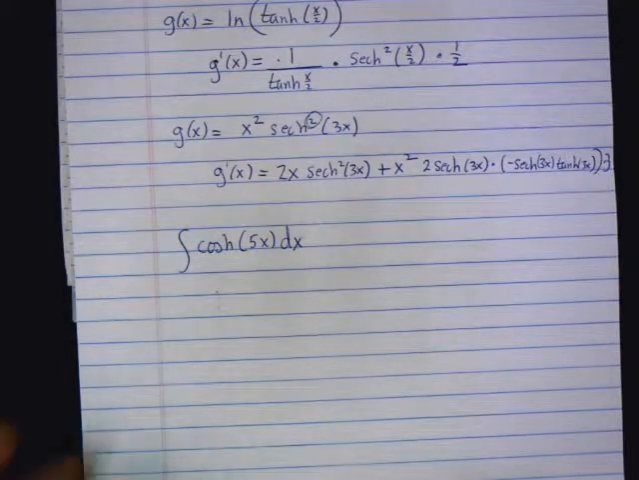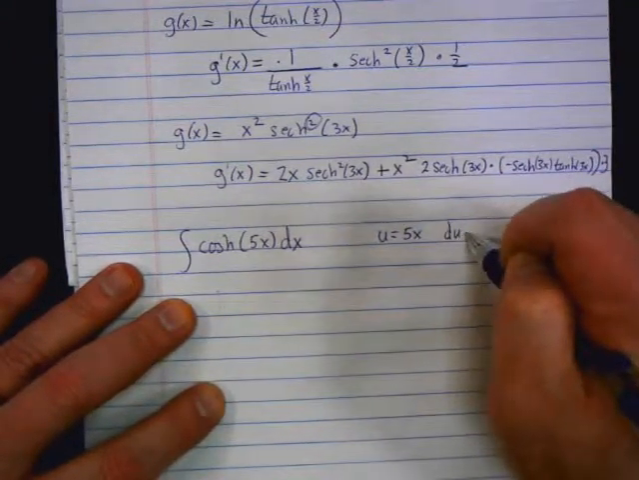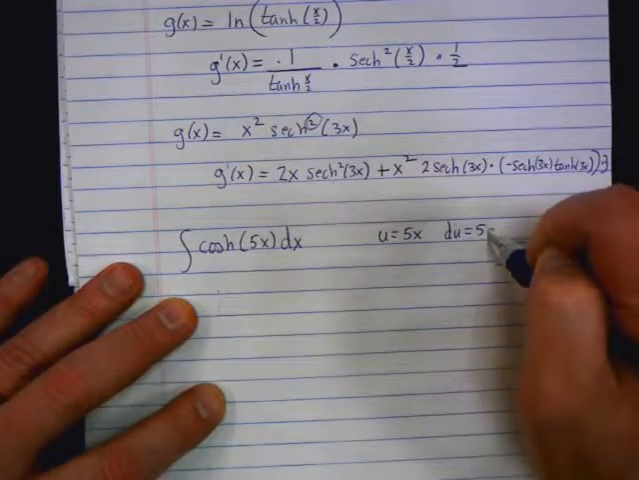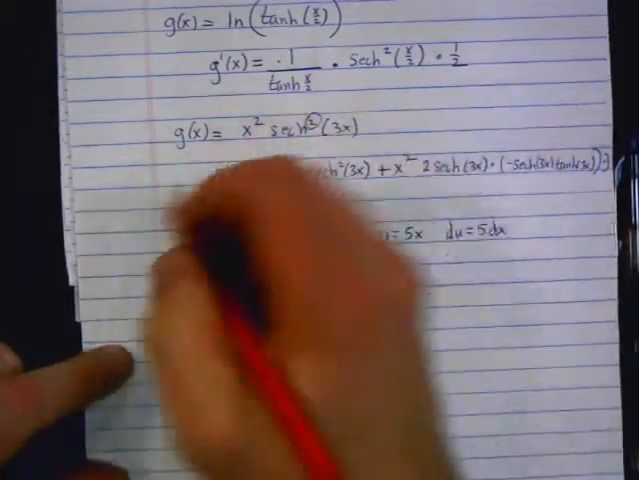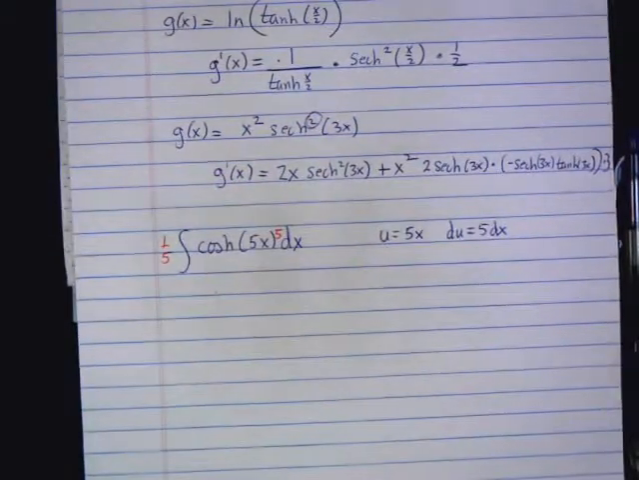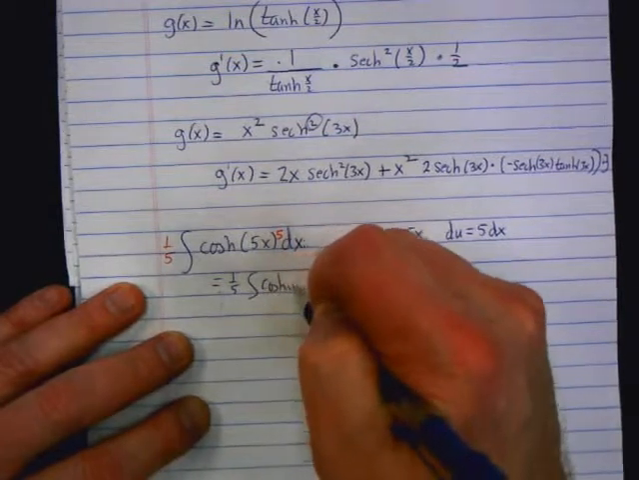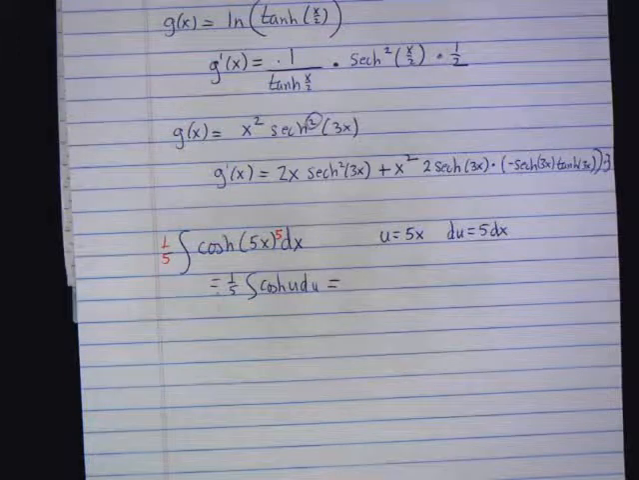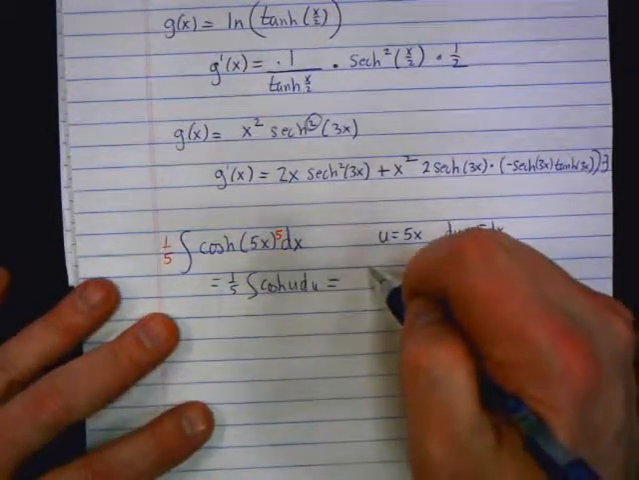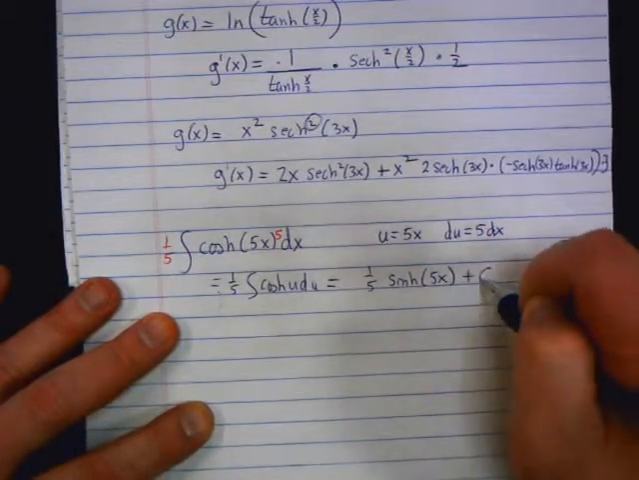This is a u substitution problem. u is 5x, which makes du 5 dx. So we need a 5 dx, which means we need a 1/5. This becomes 1/5 the integral of hyperbolic cosine of u du. And the integral of hyperbolic cosine is hyperbolic sine. So this is going to be 1/5 hyperbolic sine of 5x plus c.